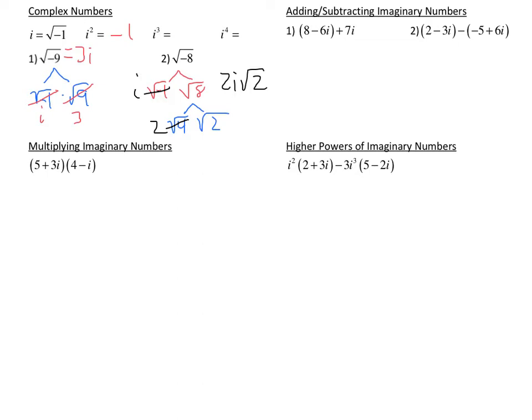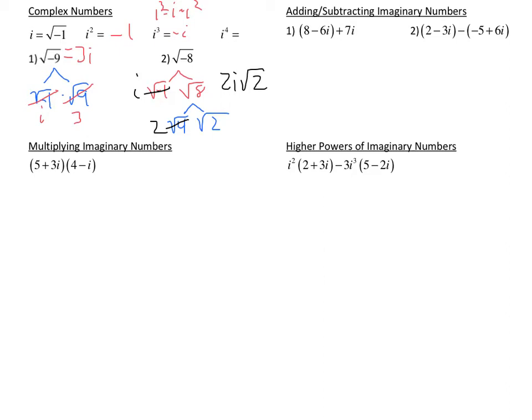Okay, now the next one. What about i to the third? Are you okay with i to the third being i times i squared? What's i squared? So could I write i to the third as negative i? Since i squared is negative 1, can I just write i cubed as negative i? And it's going to be important.